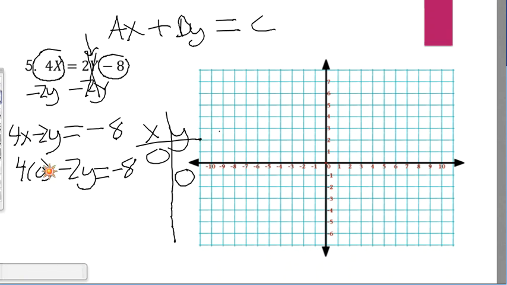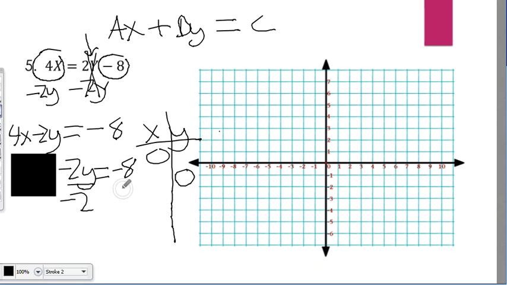So when I let the x be 0, that just wipes out this term, right? It's going to totally wipe out this term. And then we'll have negative 2 times y equals negative 8. So we divide by negative 2 on both sides, and y equals 4.